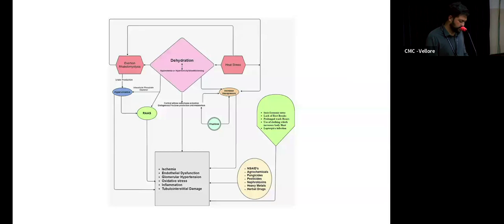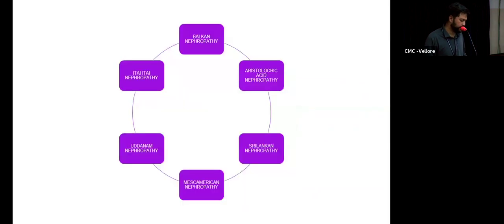tubulointerstitial damage. The pesticides, especially organophosphorus pesticides, have an unproven role in causing CKDu, although in some cases the association has been made, along with NSAIDs, nephrotoxins, and heavy metals, in a population which is predominantly in the rural setting, with farmers mainly being affected.